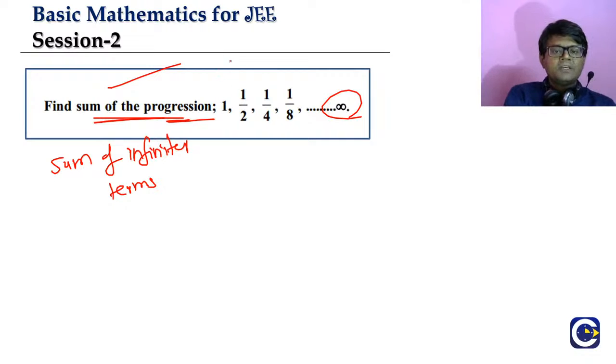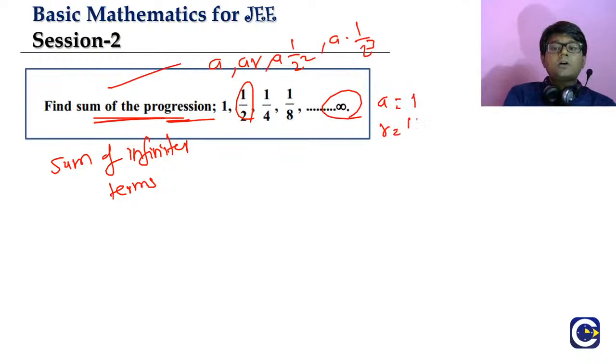Can we check it? So this is like A. Second term is like what? A into R. What is the common ratio here? Half. Third term is like what? A into half square. Fourth term is what? A into half cube, isn't it? So what are we saying? This is like an infinite GP, isn't it? What is the first term value? A is equal to 1. And what is the common ratio? Half.